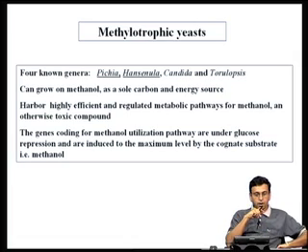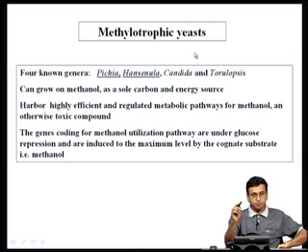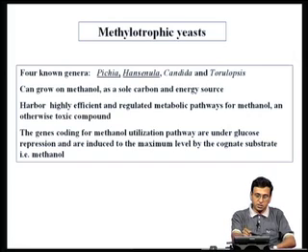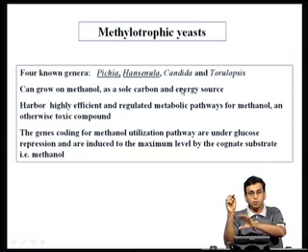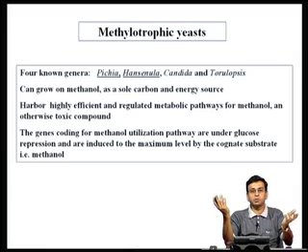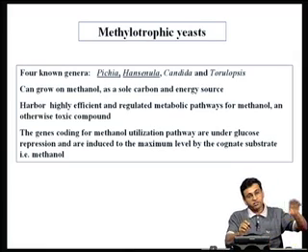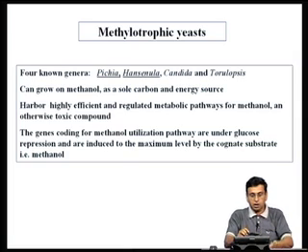Okay. Now, but there are certain yeasts which are actually called methylotrophic yeasts. Now, these methylotrophic yeasts, instead of glucose, can also use methanol as a carbon source. There are at least 4 such yeasts belonging to the 4 genera, Pichia, Hansenula, Candida, and Torulopsis. Unlike Saccharomyces cerevisiae, the Baker's yeast, which cannot use methanol as a carbon source. In fact, the cells will die. Whereas, these particular yeasts, in addition to glucose, can also use methanol as a carbon source.